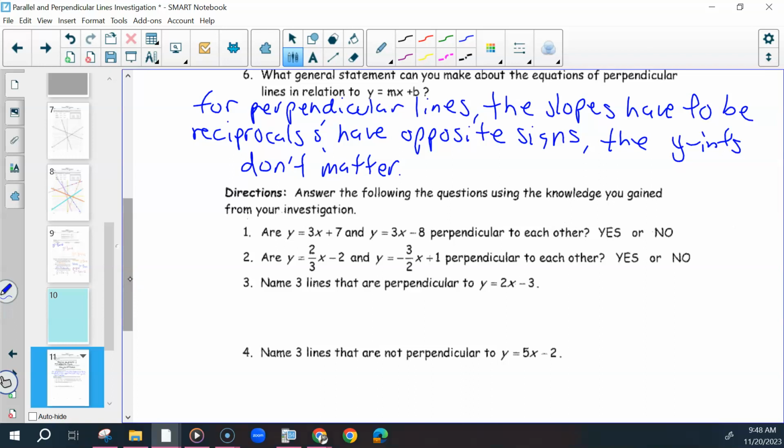So if I were to ask, are number ones perpendicular to each other? No. How do we know that? They have the same slope. They're not reciprocals. They're not opposite. All of those things. What about number two? Are those perpendicular? Yes. How do we know that? They're flipped and the y-intercepts don't matter, but there's something else about the slopes. One's negative, one's positive. So because of both of those things, these are perpendicular.